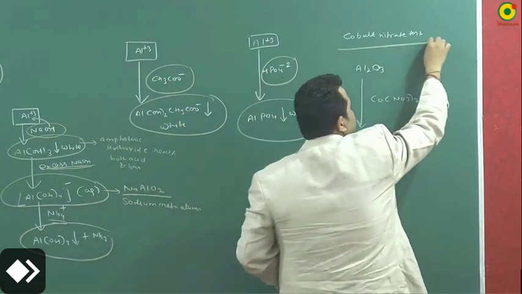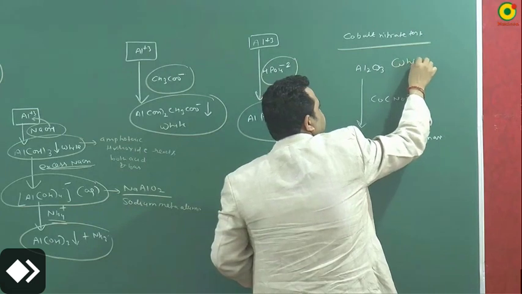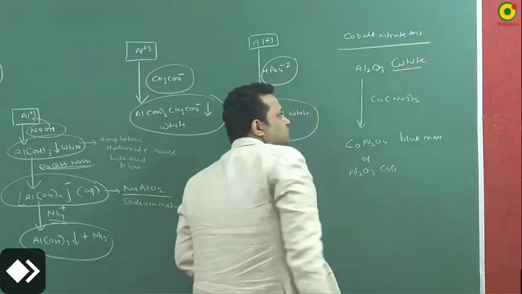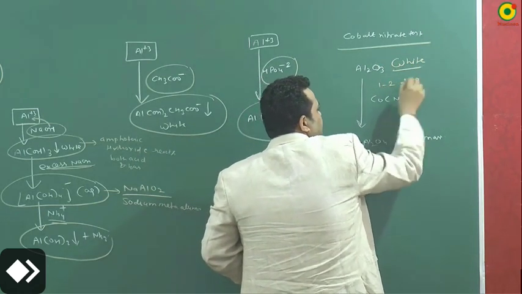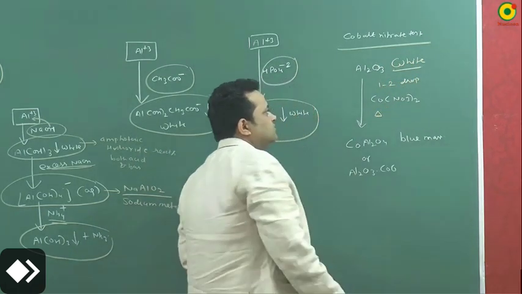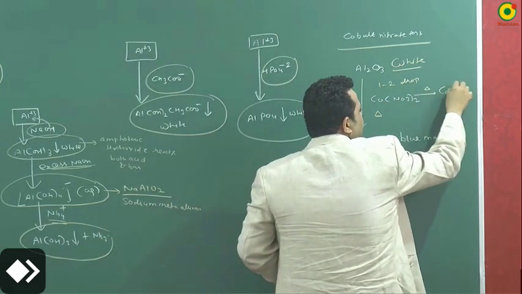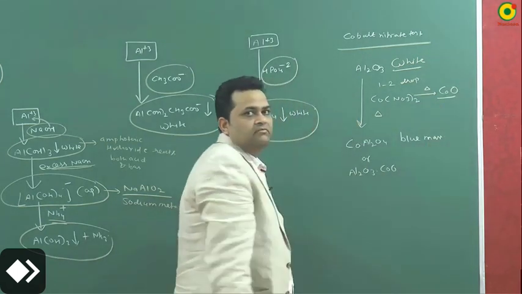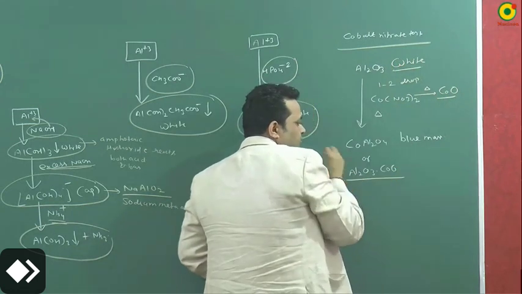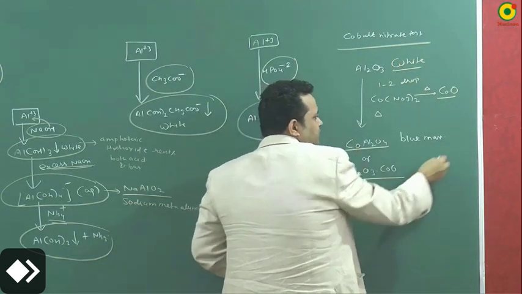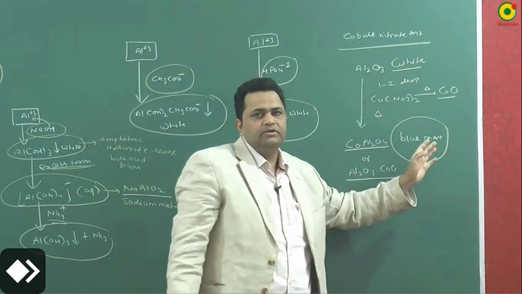Cobalt nitrate test is used in qualitative analysis when Al2O3 is a white mass. To identify this Al2O3, if we add 1-2 drops of cobalt nitrate, and this whole solution is heated, cobalt nitrate after decomposition gives cobalt oxide. Now what will happen? This cobalt oxide will combine with Al2O3 forming CoAl2O4, which is a blue colored mass. So this is the cobalt nitrate test for aluminium.